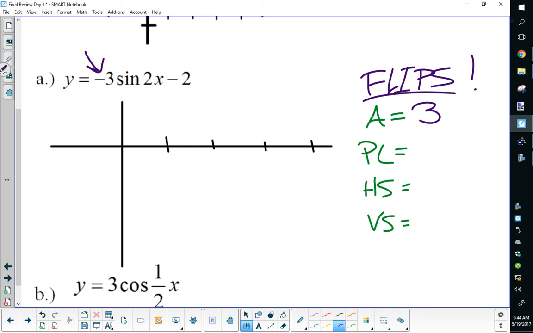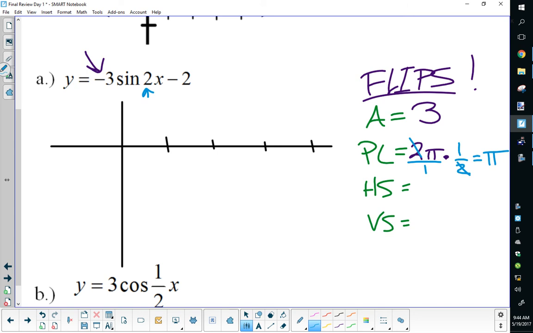Period length, Jacob. What do I always start off with my period length with? 2 pi. And then I'm going to multiply by the reciprocal of whatever's in front of my x. So what am I going to multiply by? 1/2. He's got a 2 right there. So he's multiplying by the reciprocal of that. It's 1/2. When you multiply that together, what can you do? You just get pi. Good. Cancel it out and just get your pi. That's our period length.